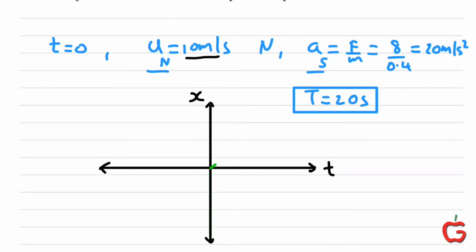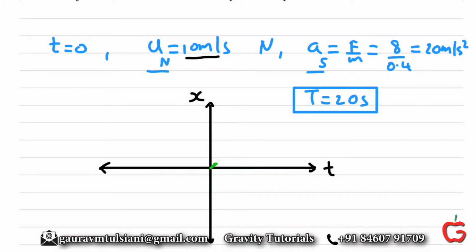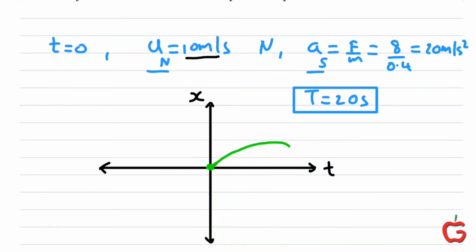So we'll take this to be 0. Now after this, the force changes the speed of the body. Since the force changes the speed of the body, the speed decreases because the force is in opposite direction. The graph will go something like this. Okay, before this point, the speed was constant, 10 meter per second. So before this point, the line would have been straight.